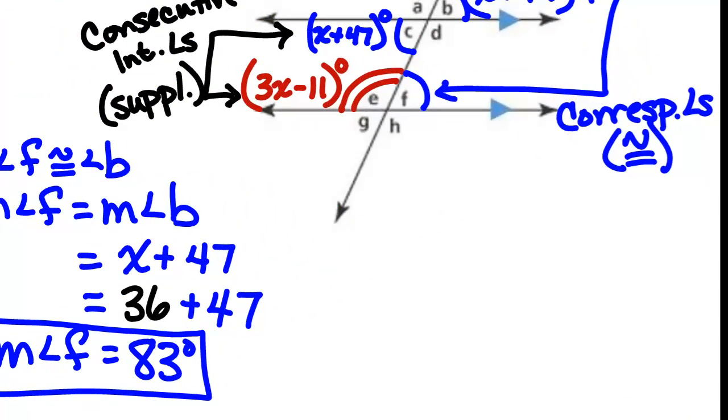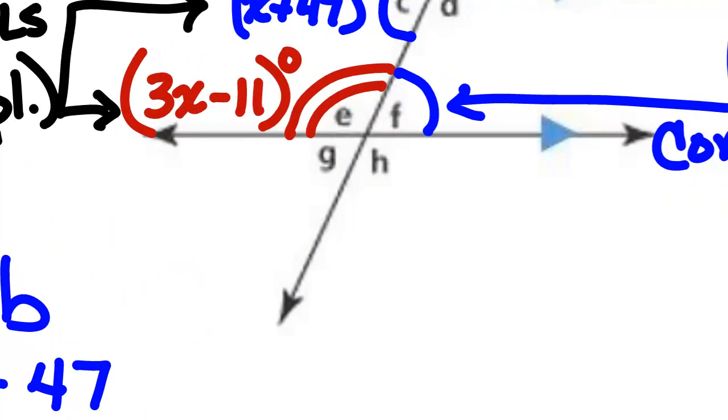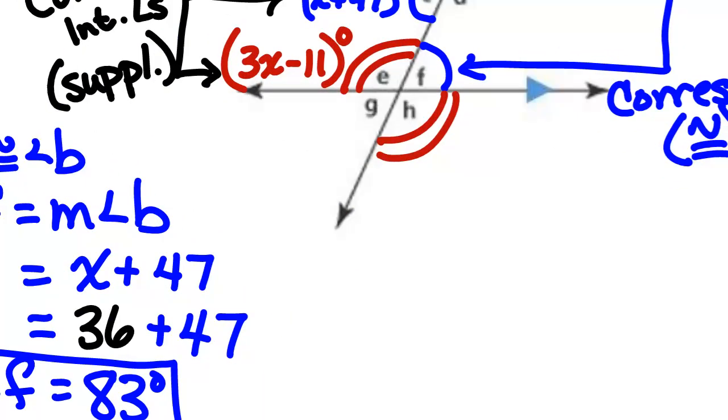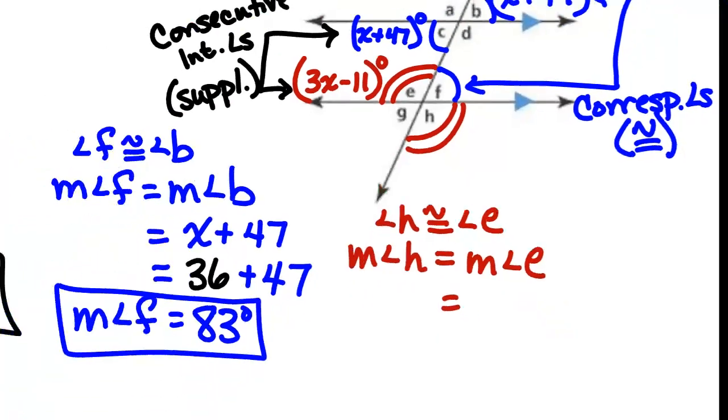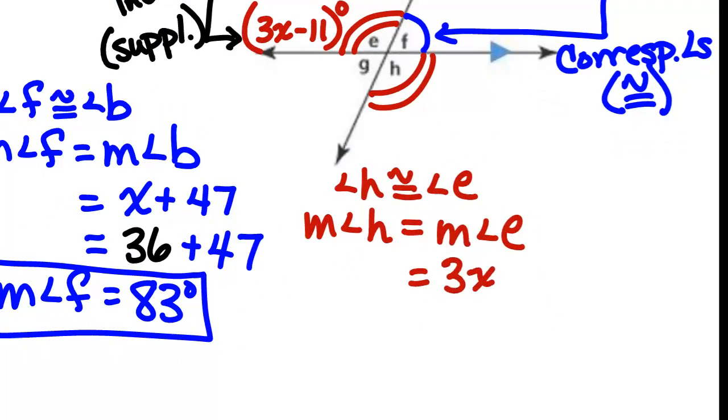For angle H, I want to do the same kind of thing. What angle up here is the same size as H? Angle E. Those are vertical angles. So angle H is congruent to angle E. That means the measurement of angle H is equal to the measurement of angle E. Angle E was 3x minus 11. And we figured out just a moment ago that x is how big?